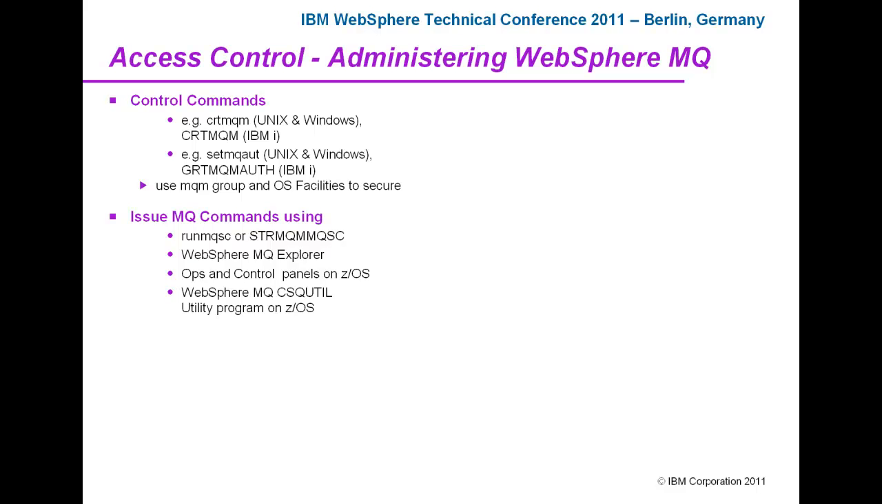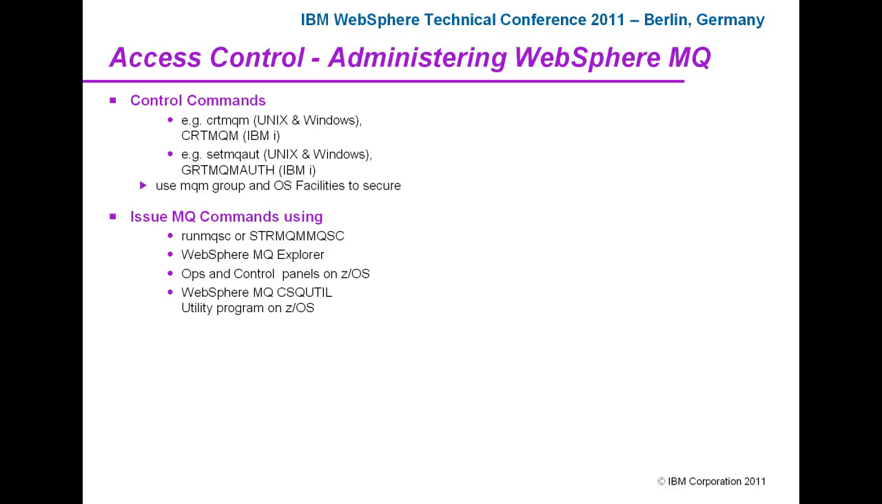These are controlled by MQM group membership and various OS facilities to lock down access to those. But you also have MQ commands, your MQ PCF commands, so define queue, delete channel, that kind of thing. You can issue those commands, for example, from runmqsc, but you still need to control the access to them. Many people set their runmqsc so that it does not require MQM group membership in order to run that control command. So you must secure the actual MQ commands so that people can only do what they're allowed to do.